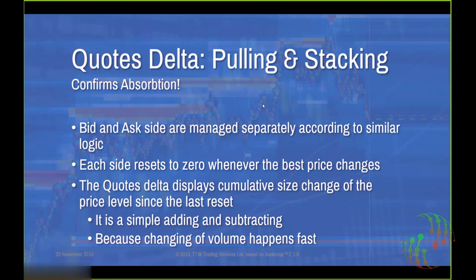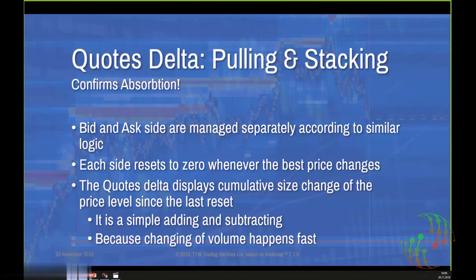Pulling and stacking confirms the observation, or confirms that something great is happening, and also confirms the direction. Bid and ask side are managed separately according to similar logic. Each side resets to 0 whenever the best price changes. The quotes delta displays the cumulative size change of the price level since the last reset. It is a simple adding and subtracting mechanism, because changing of volume happens fast.